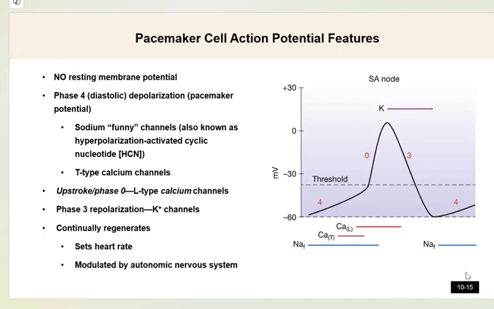Next, we talk about the idea that the slope of phase 4 depolarization in the sinoatrial node regulates heart rate. So when we're healthy in a normal physiologic state, the SA node pacemaker cells provide the impulse for our cardiac contractions. Every action potential generated by these cells is propagated through the AV node, and that results in ventricular contraction. So what we've just described is the normal sinus rhythm.